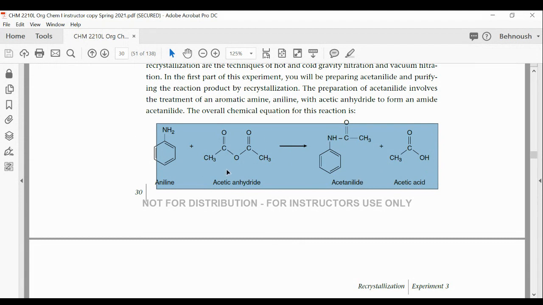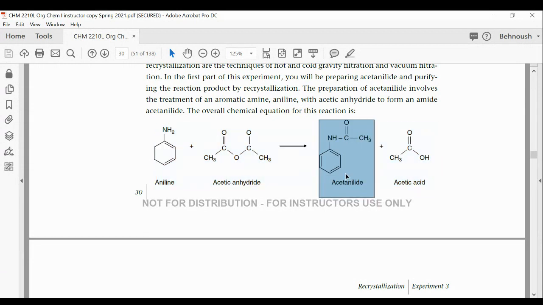Because after the reaction, you might have leftover aniline, acetic anhydride, and acetic acid mixed with your actual compound that you're concerned about, which is the acetanilide. You have to recrystallize your sample. So you are doing recrystallization because you don't want these impurities here. Everything else is going to count as impurity.